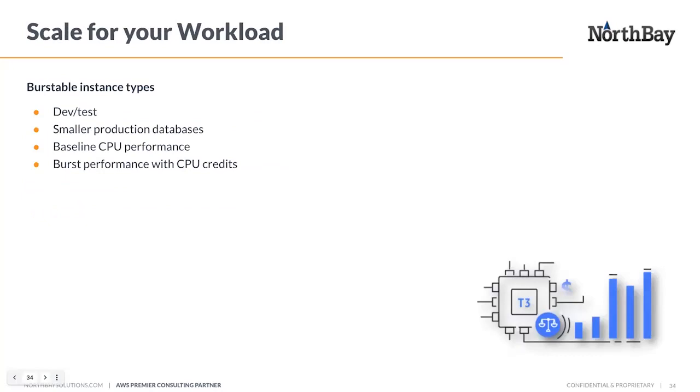Burstable instance types generally are used for dev tests, smaller production databases, baseline CPU performance, burst performance with CPU credit. So you have CPU credit, as I said, and it can basically spike to a certain extent, and after that it won't, right? So that's the reason it's called burstable instance type.